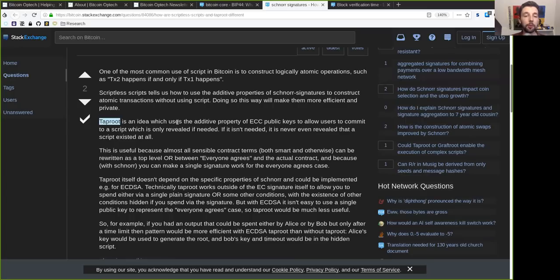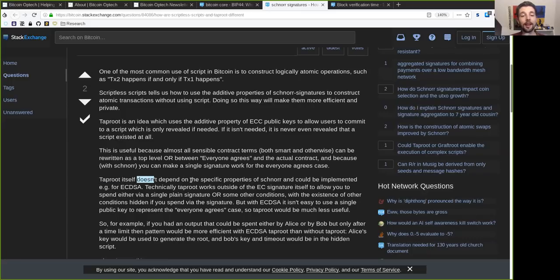Taproot is an idea which uses the additive property of elliptic curve cryptography public keys to allow users to commit to a script, which is only revealed if needed. If it is not needed, it is never even revealed that the script existed at all. This is useful because almost all sensible contract terms, both smart and otherwise, can be rewritten as a top level OR between everyone agrees and the actual contract, and because with Schnorr, you can make a single signature work for the everyone agrees case.